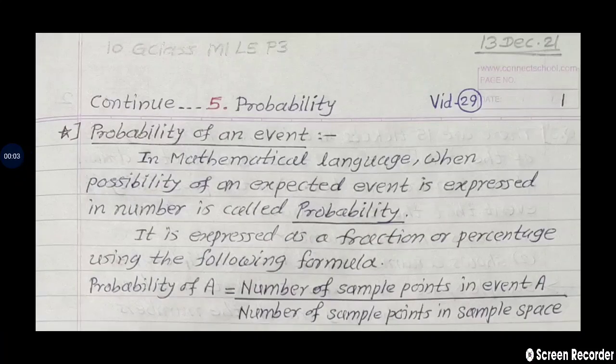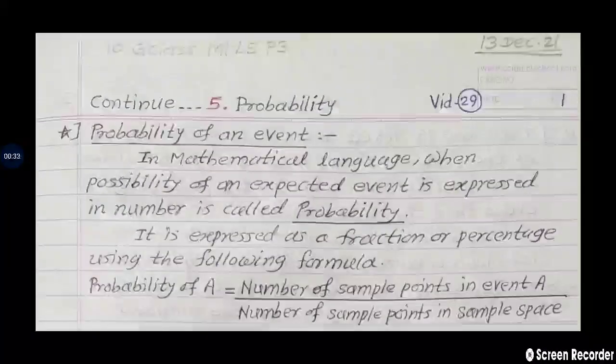Hello students, in the previous lecture we studied how to find the answers of events, the questions solved from practice set 5.3. Today we will see how to find the probability of an event with the help of a formula, that is, to solve some problems from practice set 3.4. See on the screen. Today's concept is probability of an event.